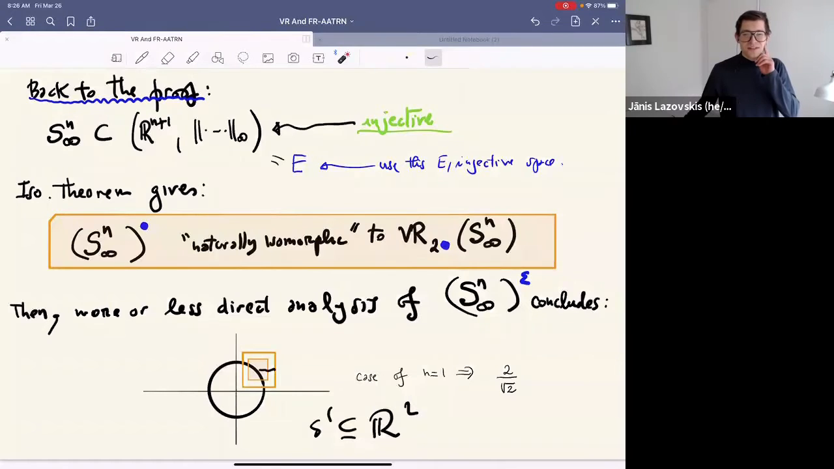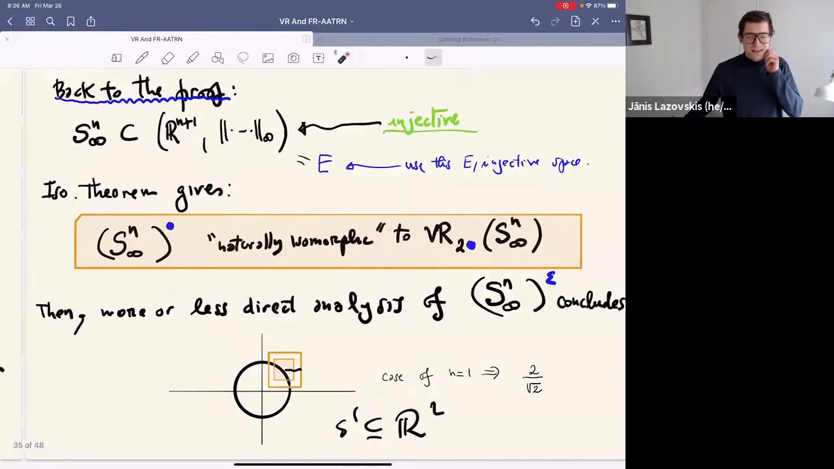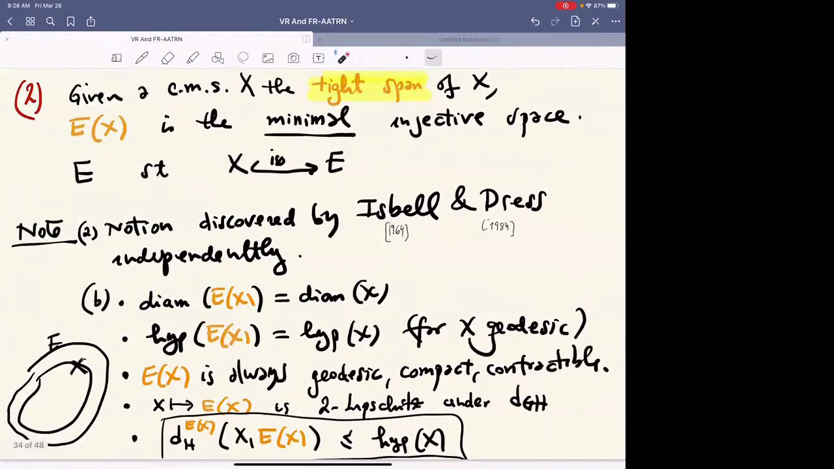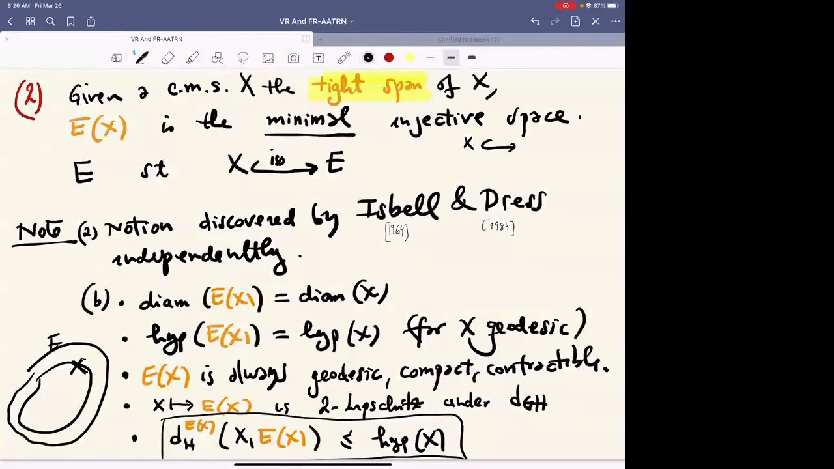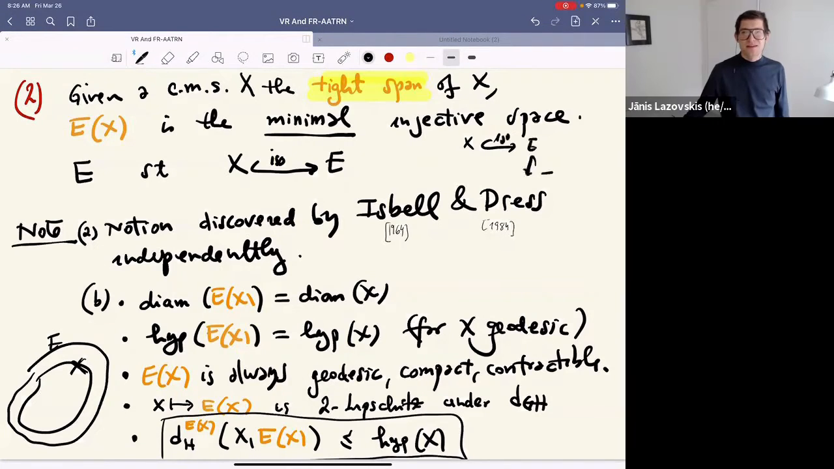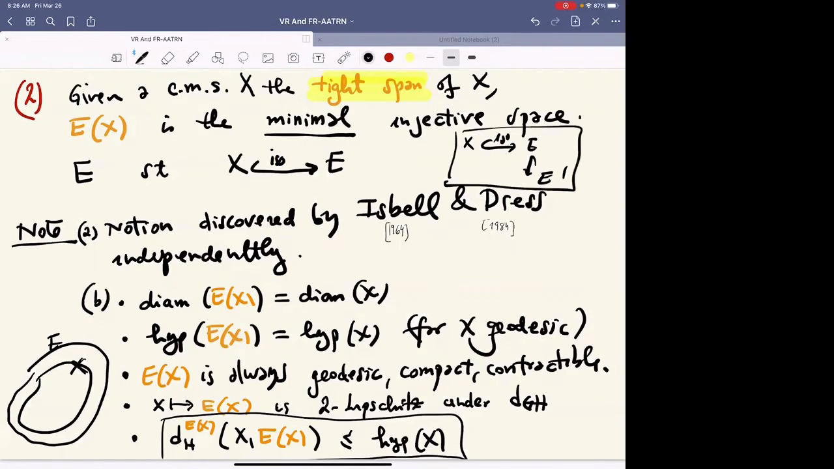Can I ask another question? Yeah. Sorry to keep breaking you up. Could you go back to the previous slide? What does it mean to be minimal among injective spaces? Does that refer to the extension condition? It means under inclusion. Sorry, under isometric embedding. Okay. Thank you. No worries.